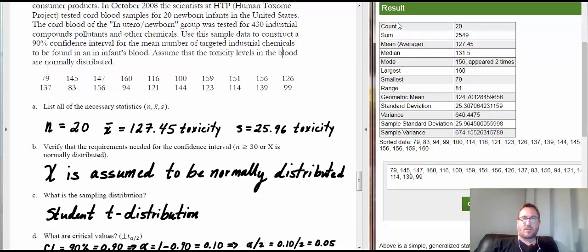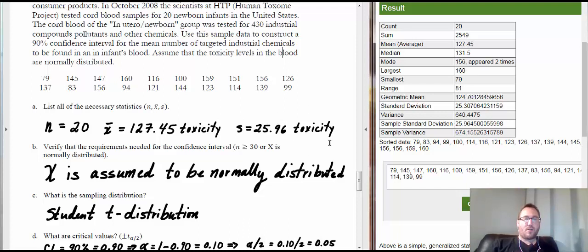You can see here the sample size goes with a count. It is a sample size of 20. The sample mean is 127.45 even. And down here towards the bottom, the sample standard deviation is 25.9645 and so on. But of course, we'll be rounding that to a specific number of places, looked at over here on the screen.